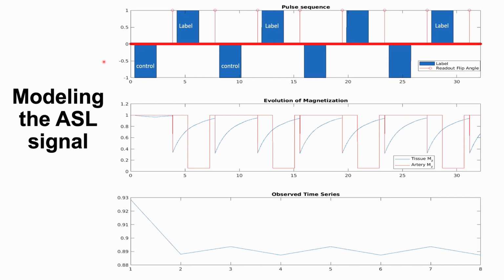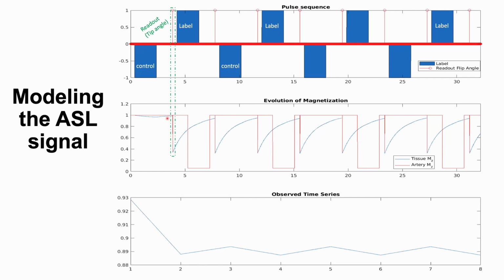So here we're modeling a PCASL sequence, sort of the standard. And on the top panel, I'm showing, in broad strokes, the important parts of the sequence where I'm applying control pulses. Then there's a readout on these little red spikes, and then there's a label, and then another readout, and so on.